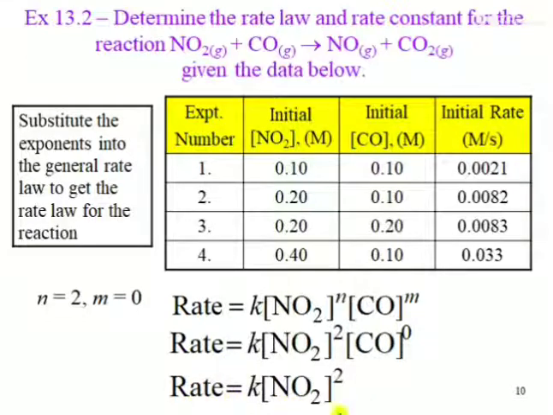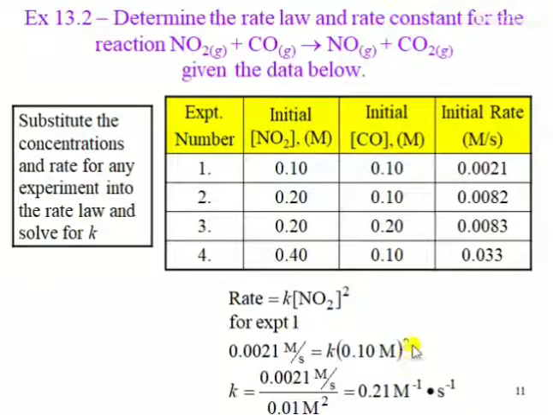So the rate expression which you get is as shown here. Rate is equal to K NO2 raised to power 2. We can also find out the value for rate constant by using the expression rate is equal to K NO2 squared, and we can take any experiment from this table. By taking experiment number 1, the rate is 0.0021, equal to K times the concentration term 0.1 squared, and the value of K comes out to be 0.21. So this is how we are able to find out the order of the reaction with respect to NO2 and CO, as well as the value of the rate constant.